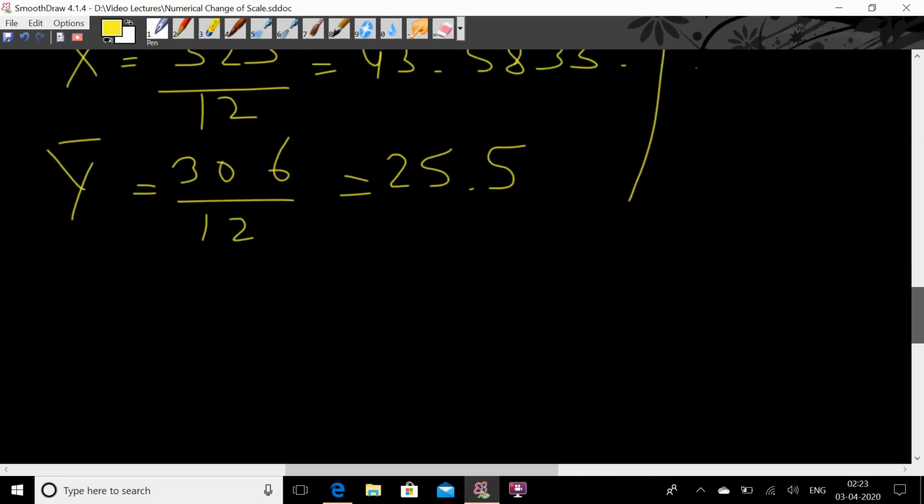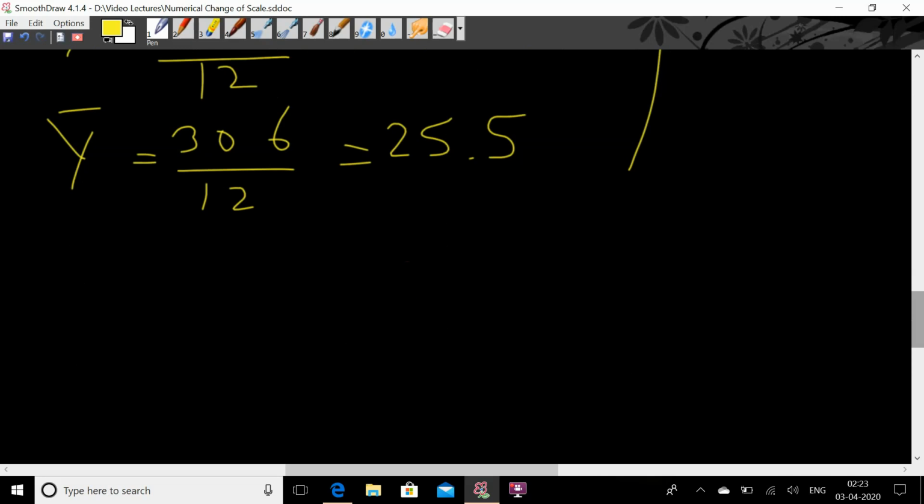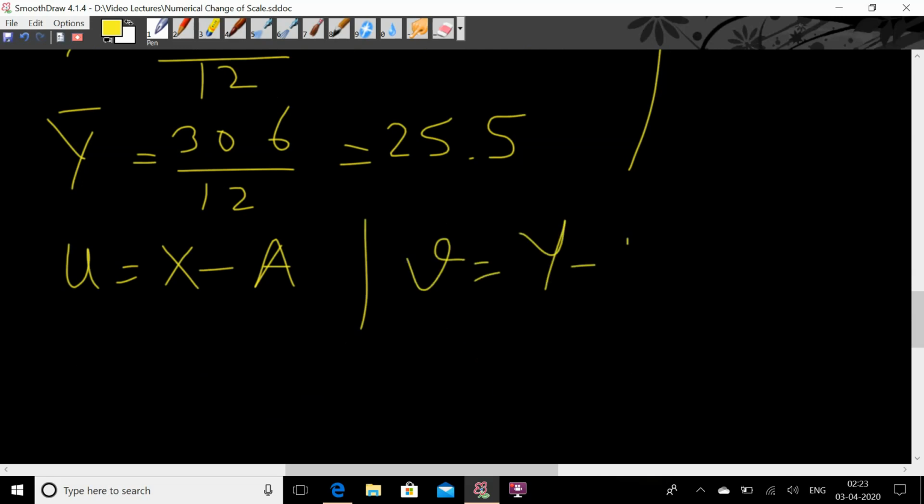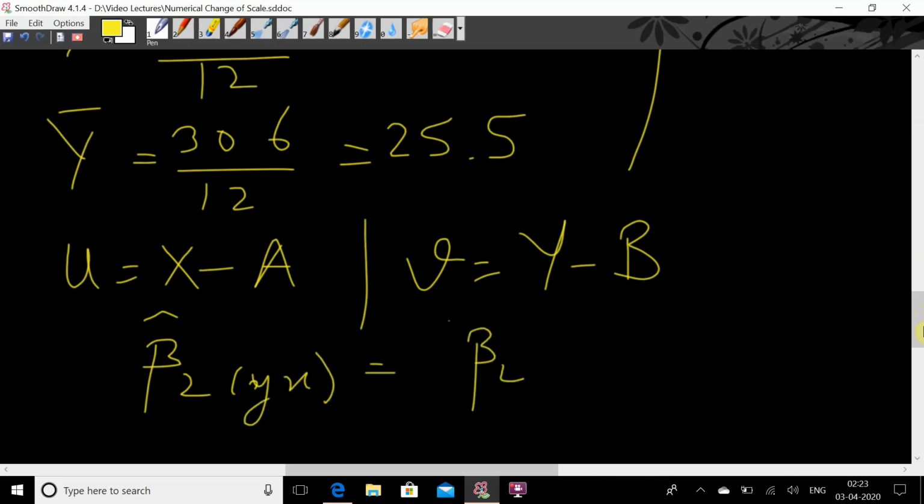So what formula can we use? I told you yesterday that in such cases we can use the fact that regression coefficients are independent of change of origin. So what do we mean by change of origin? If we subtract a particular number a from the x series, and a particular number b from the y series, then the regression coefficient beta 2 hat for y on x is the same as the regression coefficient beta 2 hat for v on u.